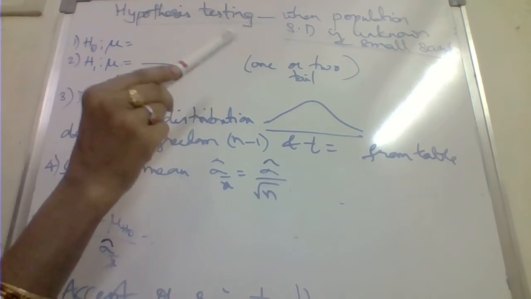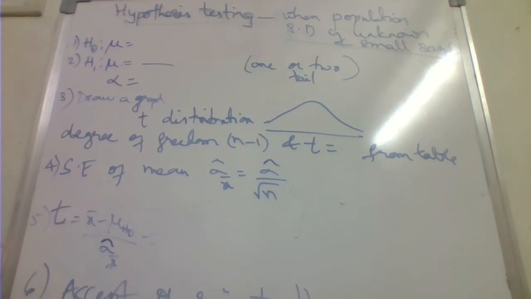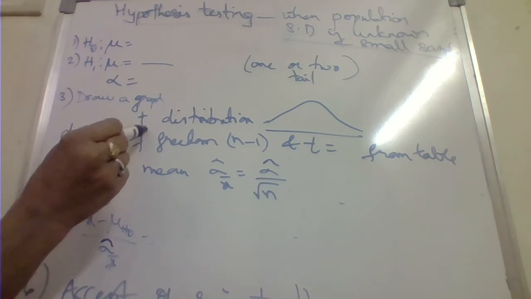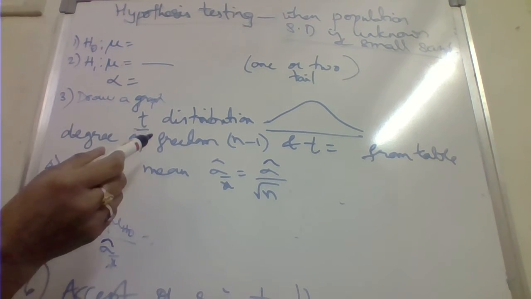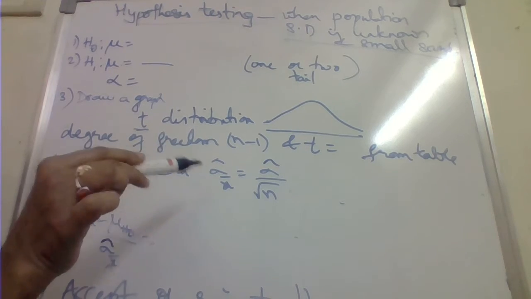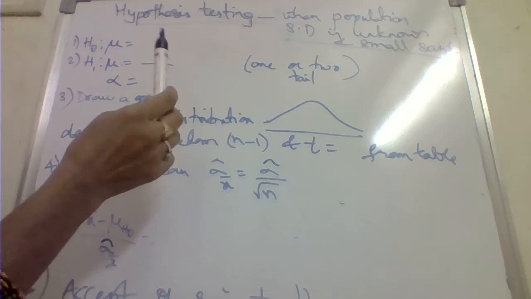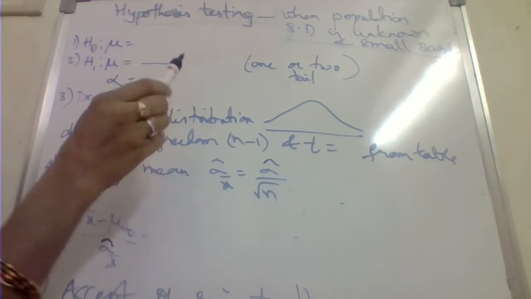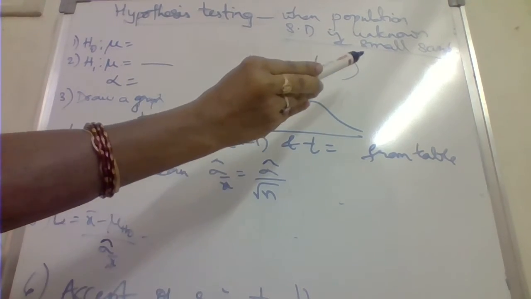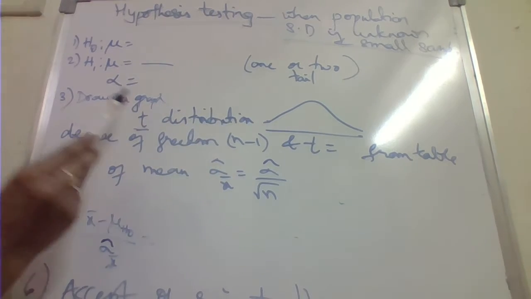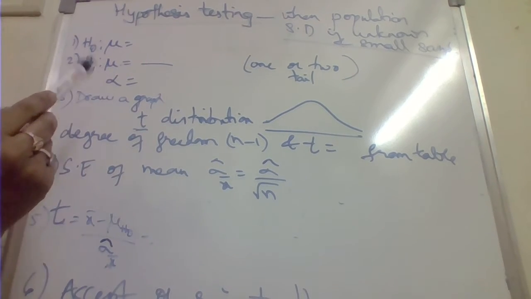So whenever it is a small sample, I told that you have to use a t distribution. So you have to take the value from the t table. When you can use this t distribution, I have given two conditions: when population standard deviation is unknown and when it is a small sample. So the hypothesis testing goes in the same way.